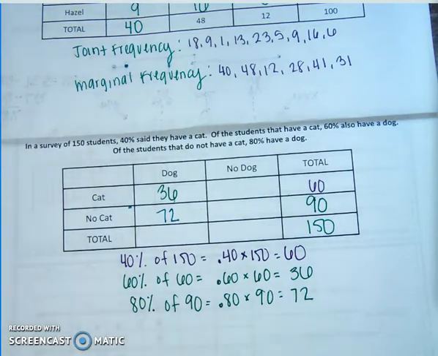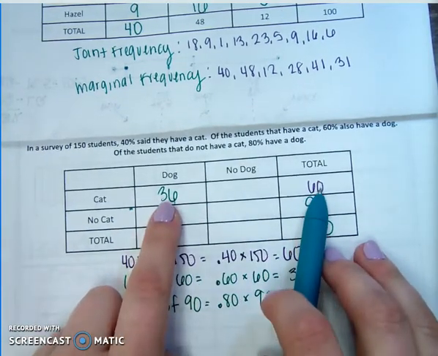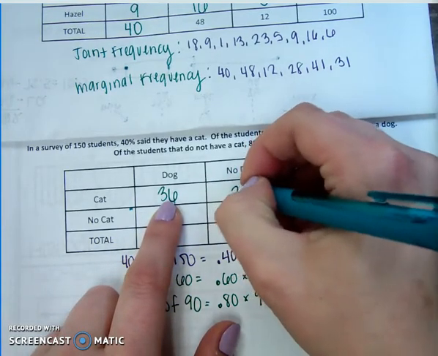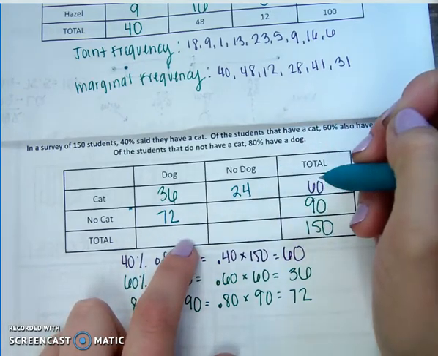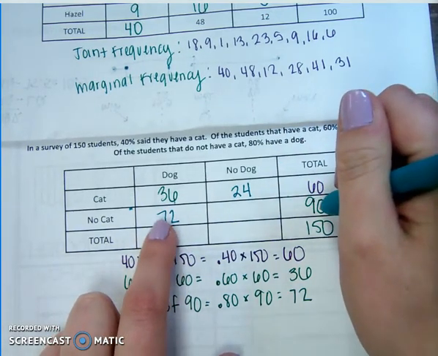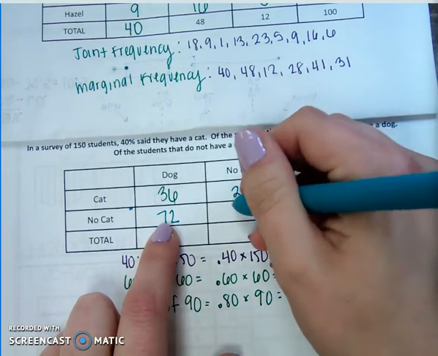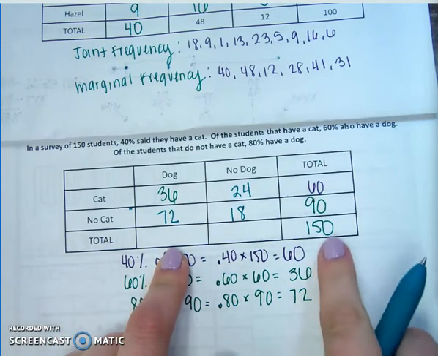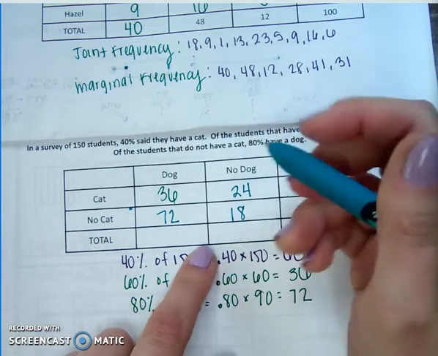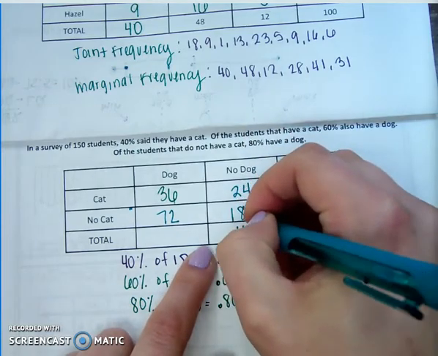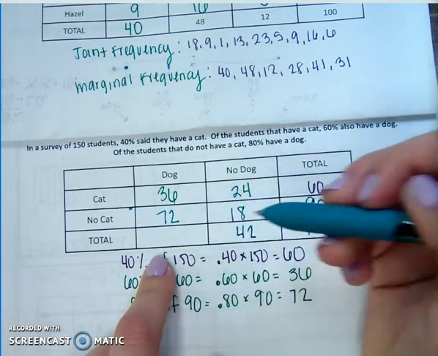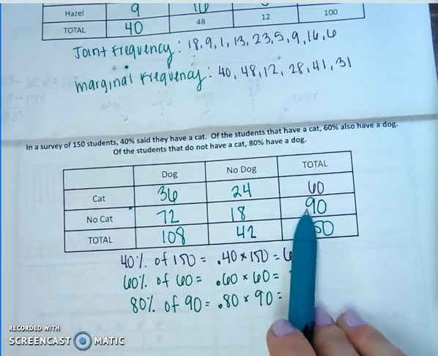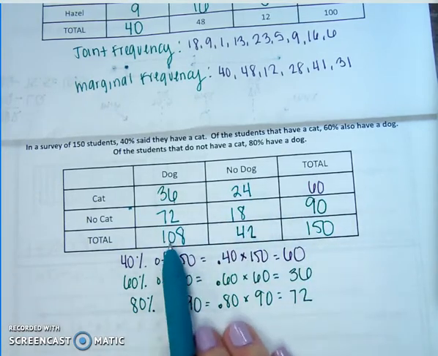And now I can fill out the rest. If there's a total of 60 and 36 of them have a dog, this should be 24 have a cat but no dog. And same here, who don't have a cat and don't have a dog, 90 minus 72 is 18. And then down here are my totals. Total of kids who don't have a dog is 42. Total that do have a dog, 108. And if I read it across, totals across those rows and down those columns should all add up together.